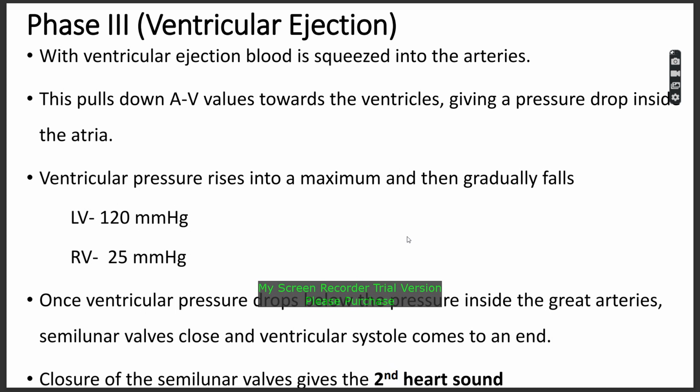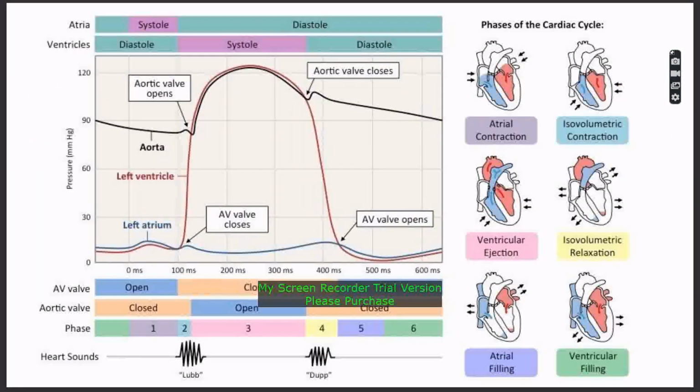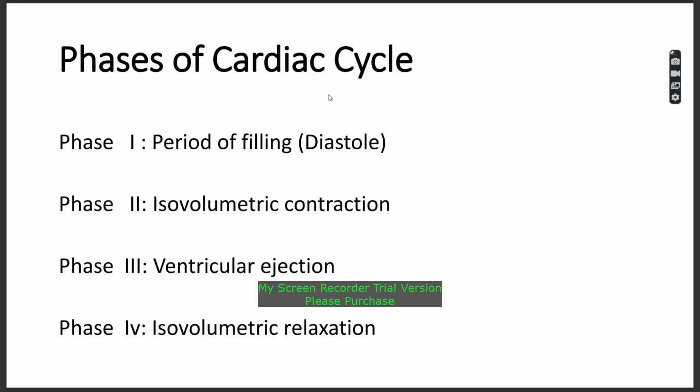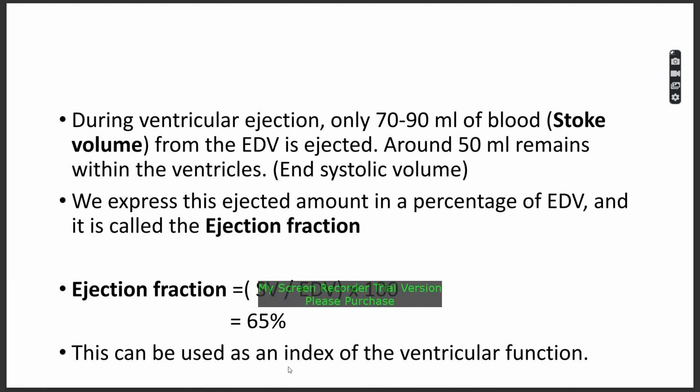So after the blood pressure has dropped inside the ventricles below the arteries, the semilunar valves close and the ventricular systole comes to an end. So this pressure has to be definitely below, you can see it here. The valves close, but the aortic pressure is above 80, it's not 80 again, okay? So the pressure at which the valves close is not 80, it's above 80. Closure of the semilunar valves gives the second heart sound, right?